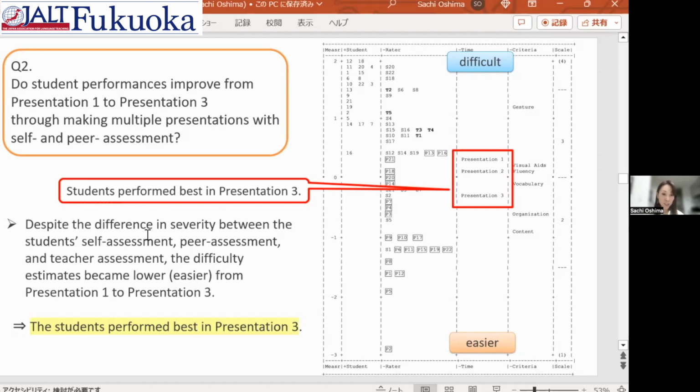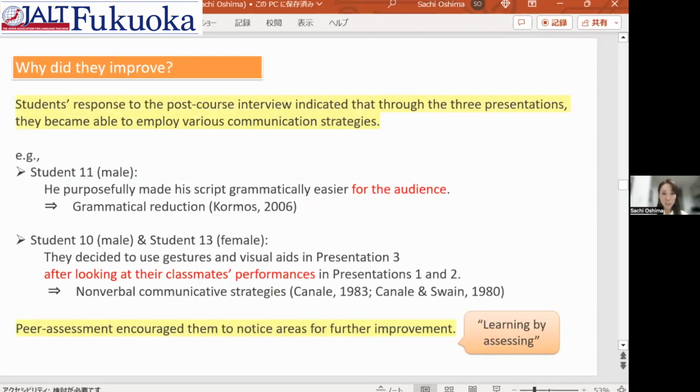why did students make progress? Of course, students made a video three times. They might get used to it, or the multiple experiences improved their competence to some extent. But more importantly, the students' responses in the post-course interview indicated that through the three presentations, they watched classmates' performances, and then they became able to employ various communication strategies, which I mentioned in the literature review section.